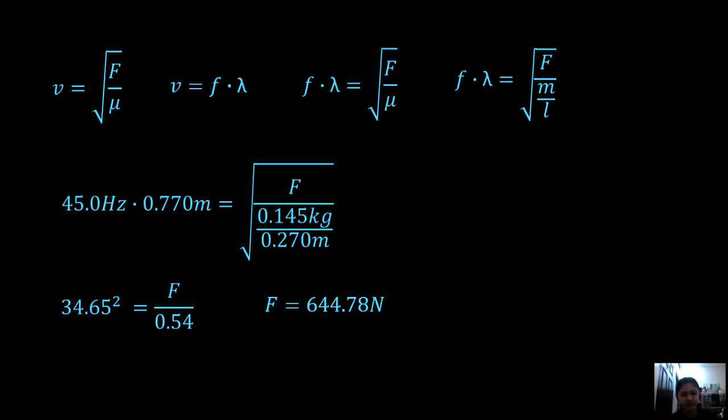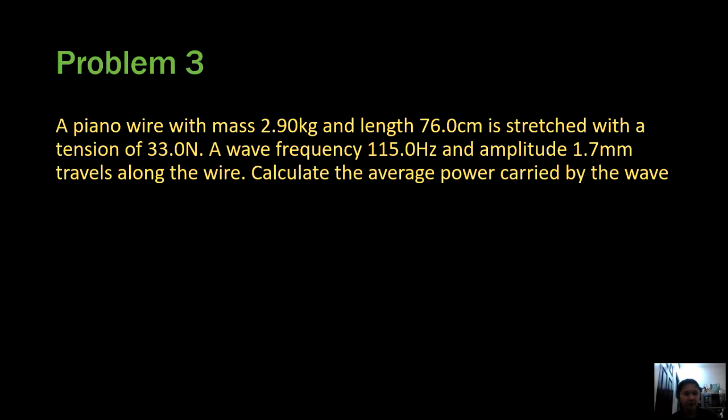So for our last problem in this chapter, problem number 3, a piano wire with mass 2.90 kilograms and length 76.0 centimeters is stretched with a tension of 33 newtons. A wave frequency of 115 Hz and amplitude of 1.7 millimeters travels along the wire. Calculate the average power carried by the wave. So the problem is asking for the power carried by the wave.